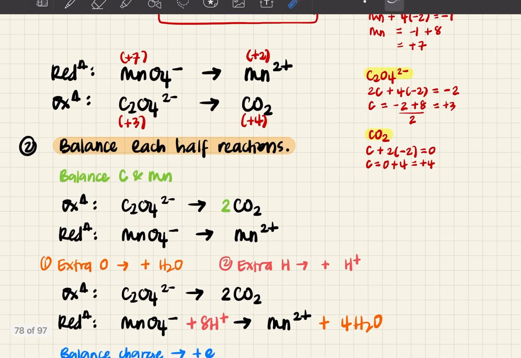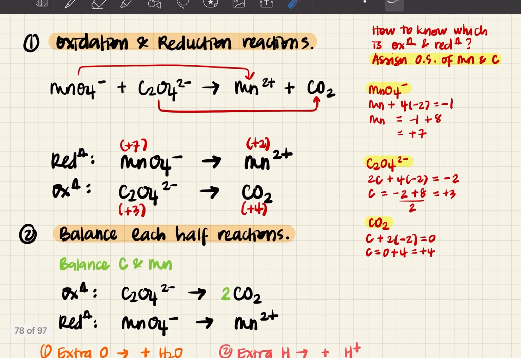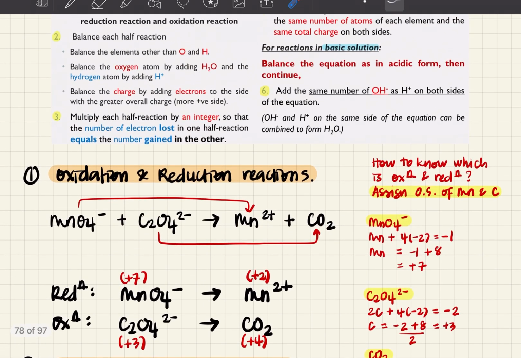Okay. Next, you want to balance the charge of your half reactions. Okay. Ni, the small step. Balance the charge by adding electrons to the side with the greater overall charge. The more positive side. So, siapa side, kanan atau kiri yang lebih positif, awak kena add electrons dekat situ. Okay, supaya charge kiri dengan kanan sama.